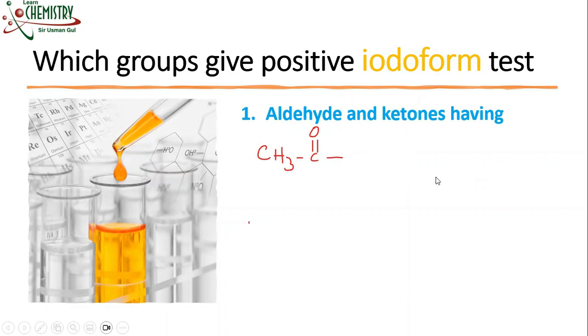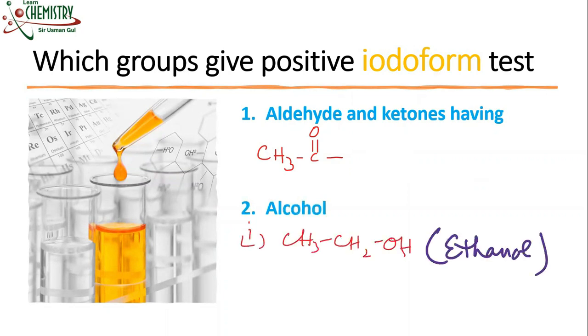Another type of chemicals are called alcohols, and we have two types of alcohols. Number one alcohol is ethanol, and the second is basically 2-ol. Whenever we have an OH group attached to the second carbon, then these types of alcohols give a positive iodoform test.